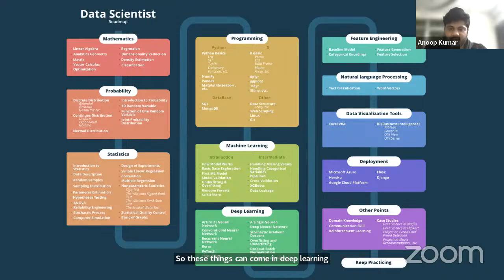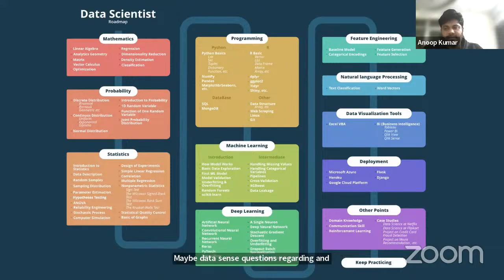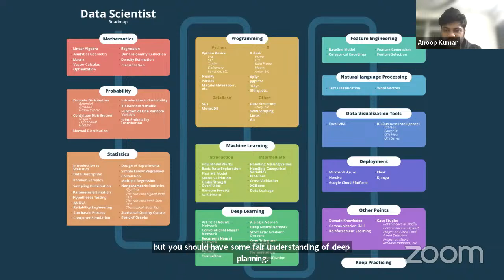Feature engineering is part of machine learning only. Then NLP is part of deep learning. There may be different data science questions regarding NLP, like text classification and sentiment analysis, right? So ML and deep learning go hand in hand. Once you excel at ML, you can apply to jobs, but you should have some fair understanding of deep learning, right? Then we have data visualization tools.